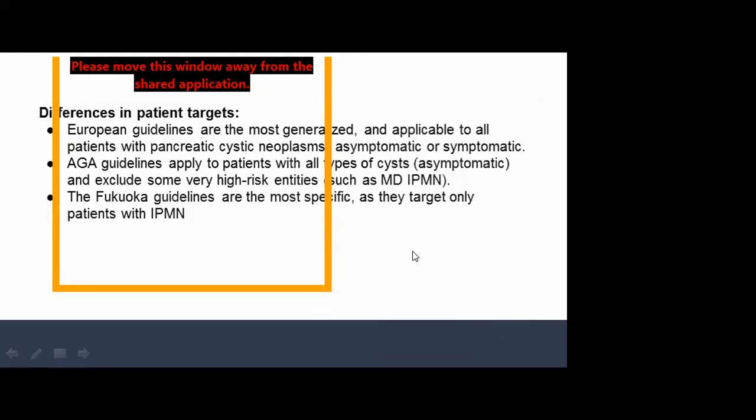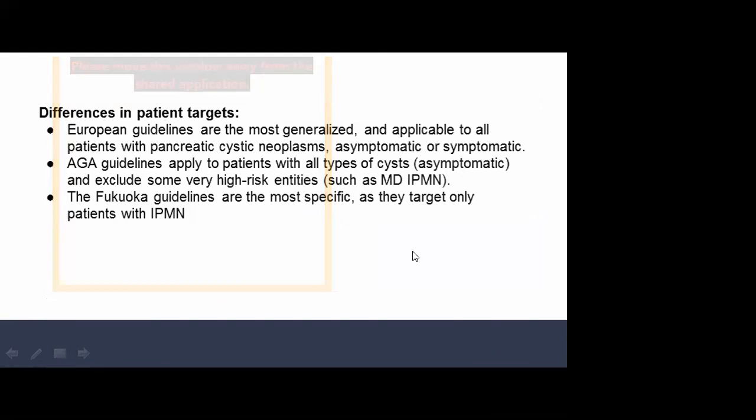Whereas the American Gastroenterological Association guidelines cover all types of cysts, but only asymptomatic patients. And also they included some high risk entities like main duct IPMN without branch duct involvement. The Fukuoka guidelines are the most specific, which target only the IPMN. Thank you.